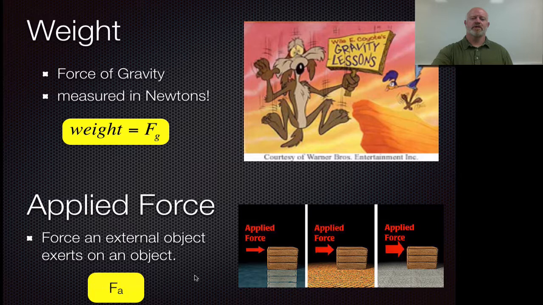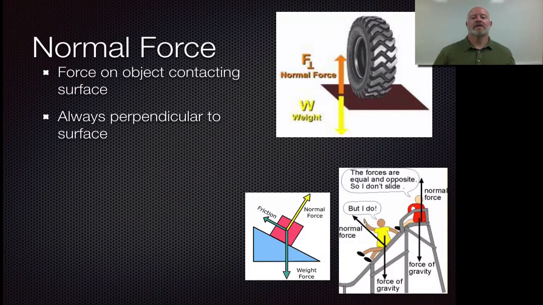The symbolism we're going to use is F sub A. F is always going to be force. The little subscript is going to tell you what kind it is. So we have gravitational and we have applied. Those are our two to start with. Then we get to the normal force. Now the normal force is probably the one where you're like, what is normal force?